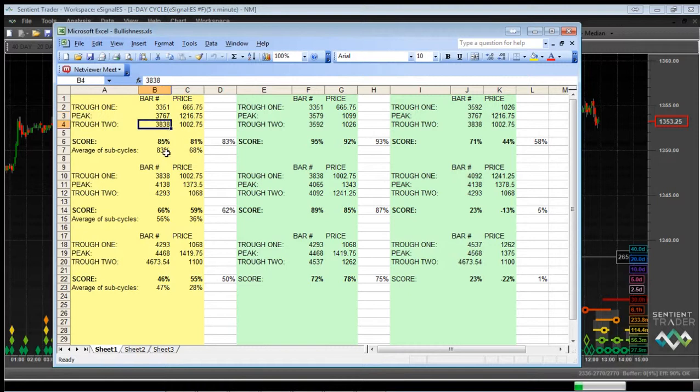Just a few points. It's a little sheet that I use for my own personal devices, so it doesn't have all kinds of explanations. But to calculate the cycle shape, it's very simple. You type in the bar number of the first trough, the price of the first trough, the bar number of the peak, the price of the peak, and then the bar number of the second trough and the price of the second trough. Very easy, and you can do that for as many different cycles as you like. Okay, so there is that.